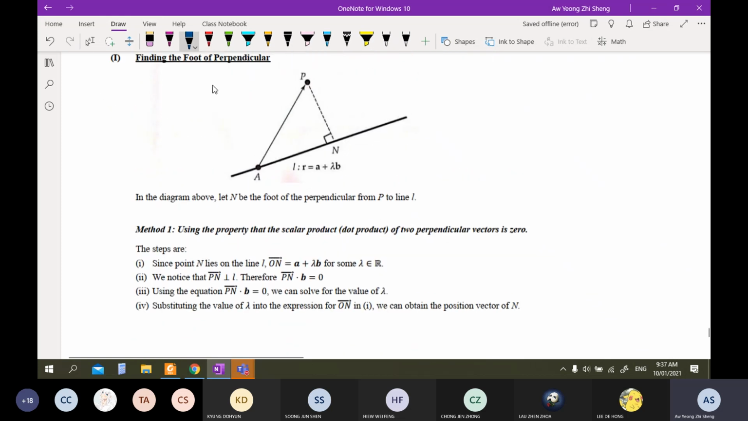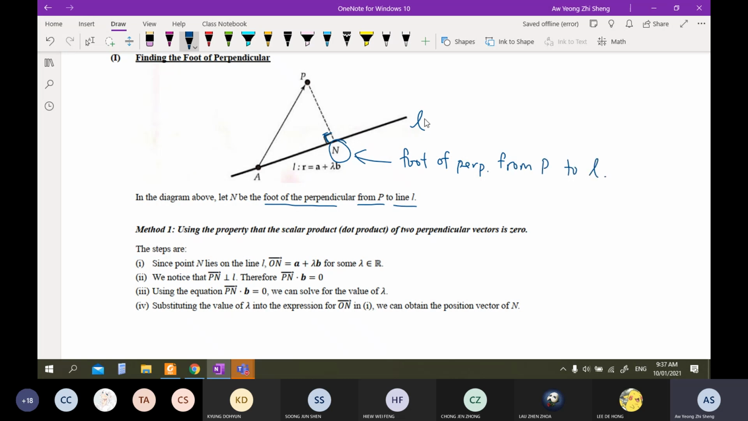Now, what's the meaning of foot of perpendicular? When we say foot of perpendicular from point P to line L, it means you draw a line from the point P that is perpendicular to line L. As you can see from the diagram here, there's a 90 degrees angle made between PN and the line L. This point N here, we call it the foot of perpendicular from P to L.